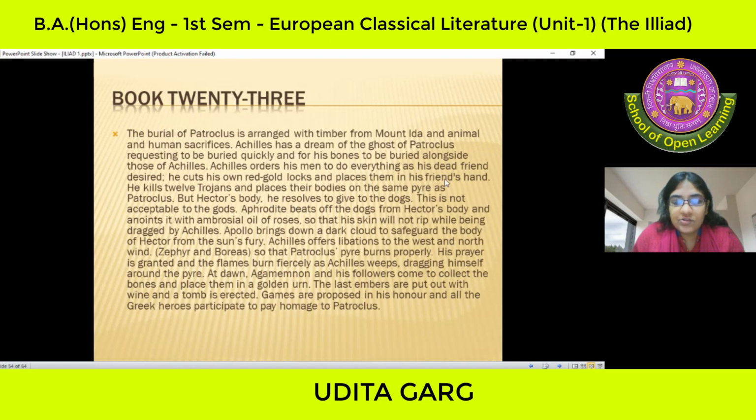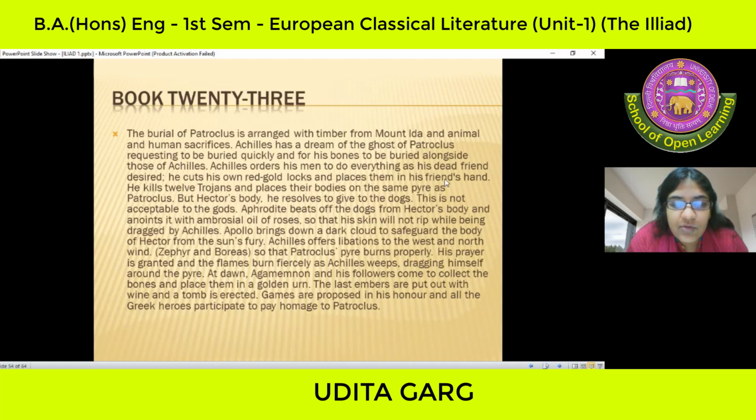Now we are moving on to the second last book, and after we finish book 23 and 24 and the analysis, I'll take up your questions, and then we'll proceed with talking about the themes and the major issues in the book. So the burial of Patroclus is arranged with timber from Mount Ida and animal and human sacrifices. Achilles has a dream of the ghost of Patroclus requesting to be buried quickly and for his bones to be buried alongside those of Achilles.